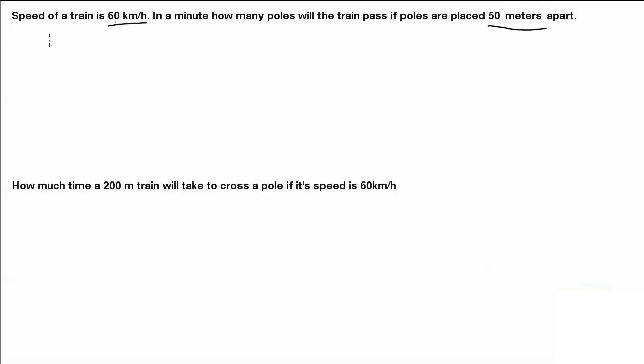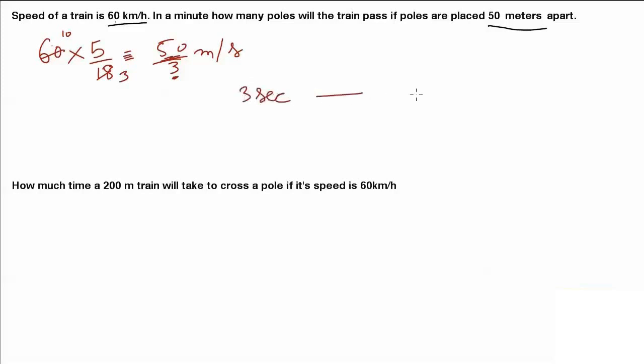So it is 60 multiplied by 5 over 18. If we want to convert speed from kilometers per hour to meters per second, we need to multiply it by 5 over 18. So it becomes 50 over 3 meters per second. So that means in 3 seconds the train covers one pole.